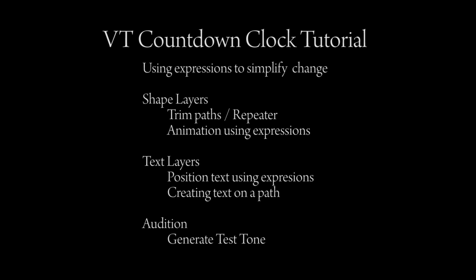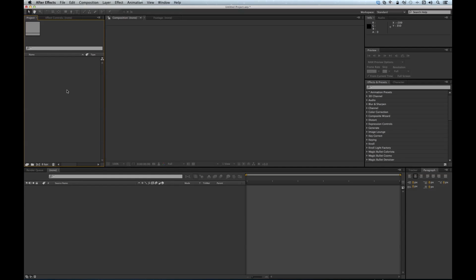In this tutorial I'll be showing you how to create the clock you saw in the leader before this video, and how to create many different versions of the clock but using expressions to simplify that change. I'll be going through shape layers with the trim paths and repeater operators and how to animate these using expressions, and with text layers I'll be showing how you can position text using either expressions or text on a path, and briefly we'll be using Audition just to generate some test tones.